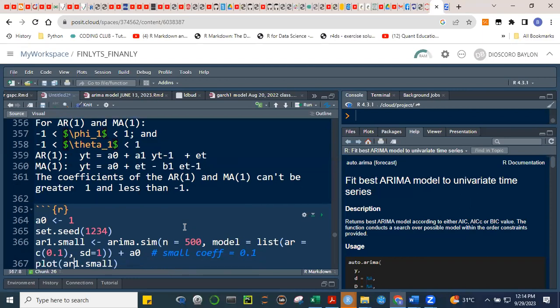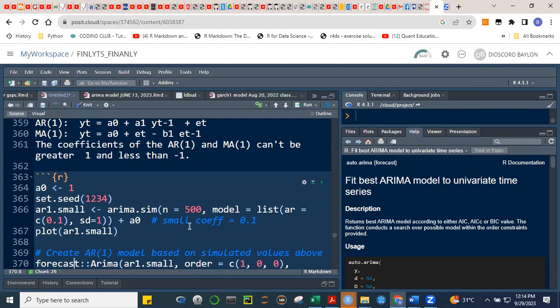Okay, so let's try this. Take a look at this code first. Maybe I'll ask you to write this so you can practice. So A sub 0, let's create this constant. A sub 0 is equal to 1. And then let's set the seed. I think I have explained this to you. We set the seed so that we all get the same randomly generated numbers. And then let's first create a small AR1 object. That means our AR phi, this c, is 0.1. So take a look at this code.